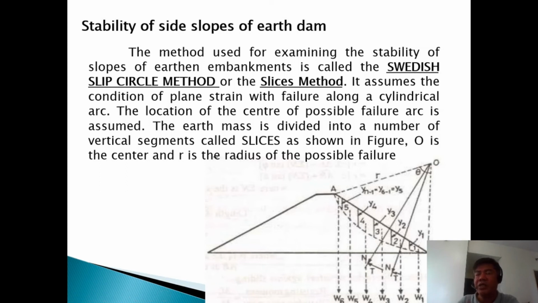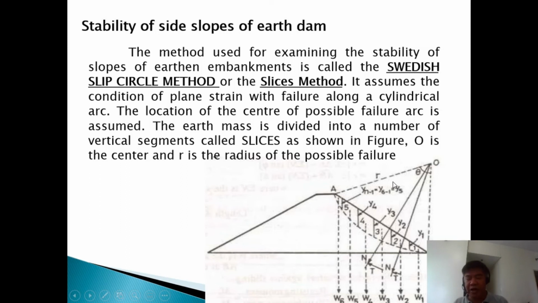So what I did is to tabulate the factor of safety of the different authors, based on their different interpretations. Of course, the factor of safety will have different values. Some will be the same, some will be different, but based on my experience, the difference is very insignificant. It's very small. So the earth mass is divided into a number of vertical segments. This one we call slices. O is the center and R is the radius of the possible failure arc.